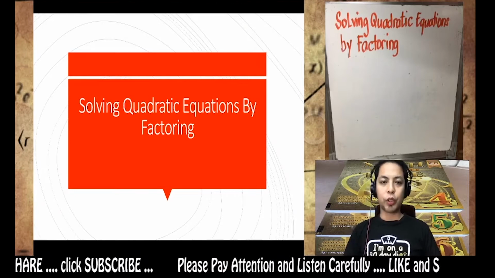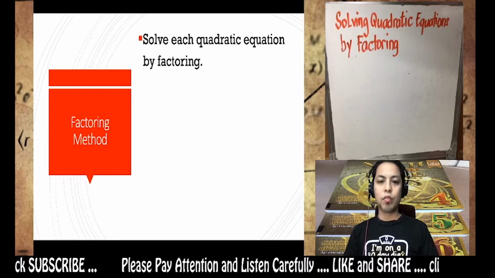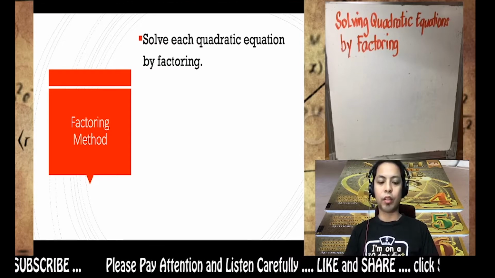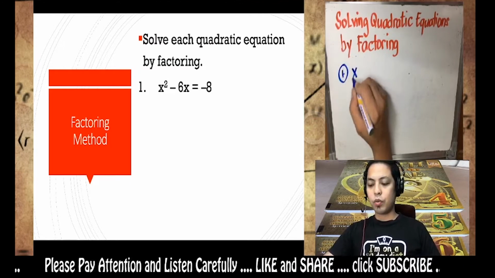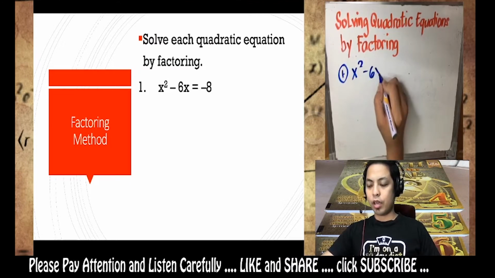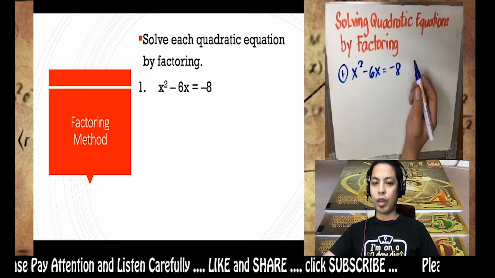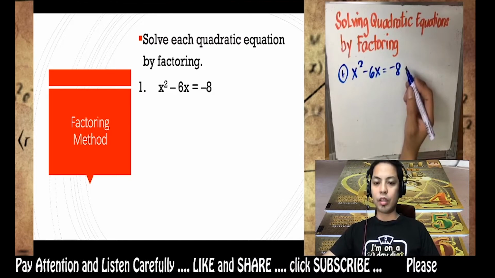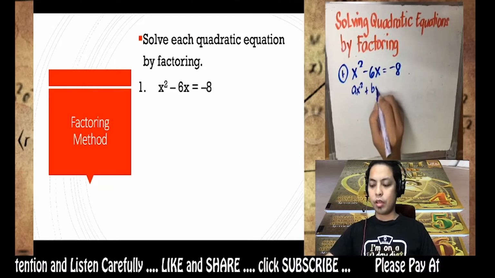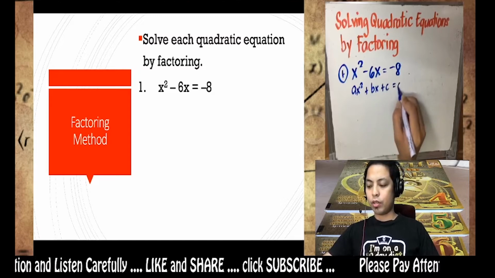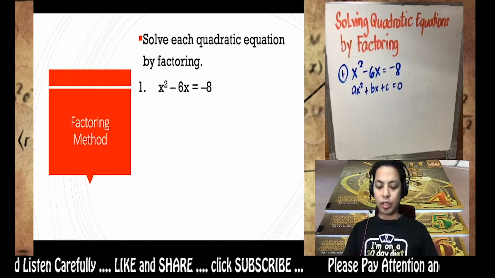Solving quadratic equation by factoring. Let's start. Solve each quadratic equation by factoring. So we have number 1: x squared minus 6x is equal to negative 8. So dito, we have to arrange it into the form of ax squared plus bx plus c is equal to 0. Since hindi pa siya naka-arrange, arrange natin siya.